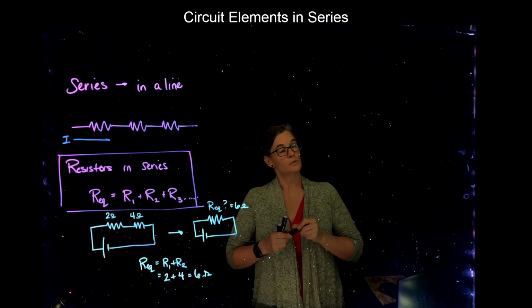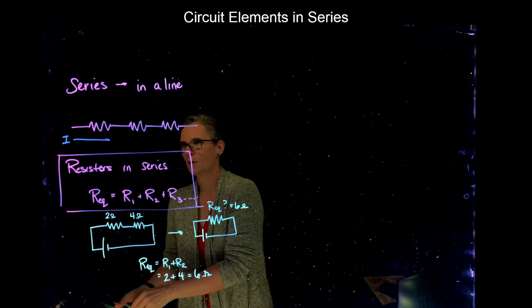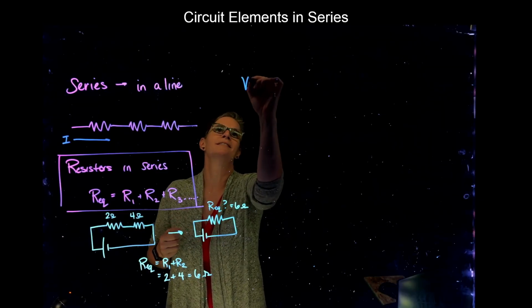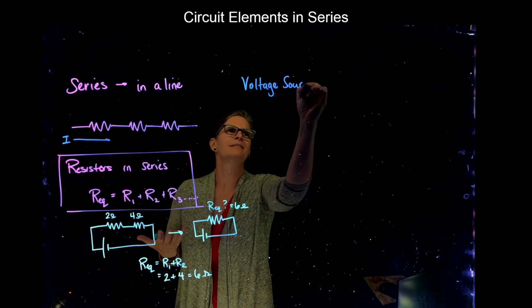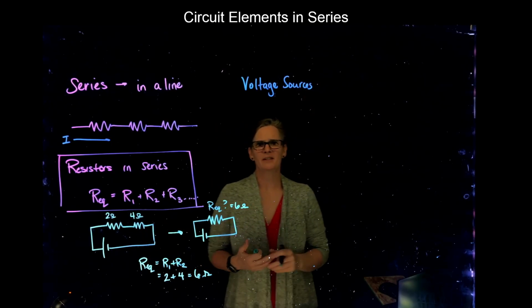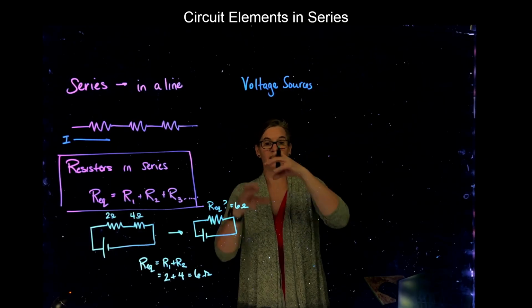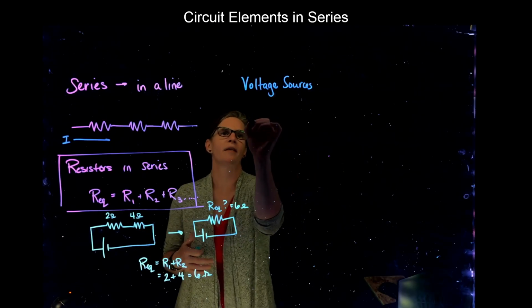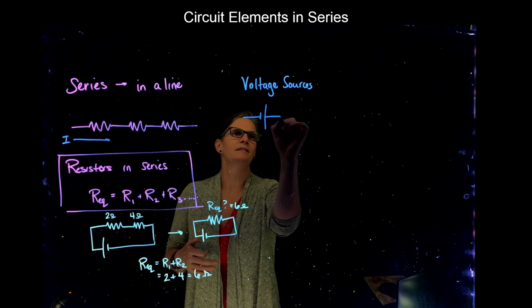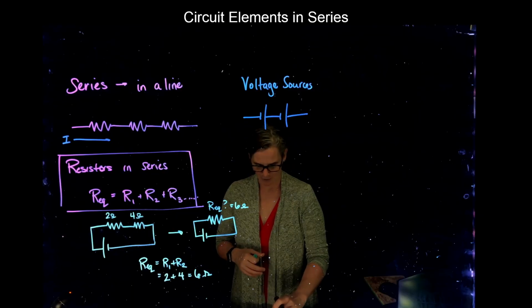What about voltage sources? For voltage sources, it is also possible to put voltage sources, batteries, in series. In fact, you probably do. When you have a flashlight and you pop two D batteries into that flashlight, you're putting those batteries back to back. If I were to draw that, it would be an example of two batteries in series.